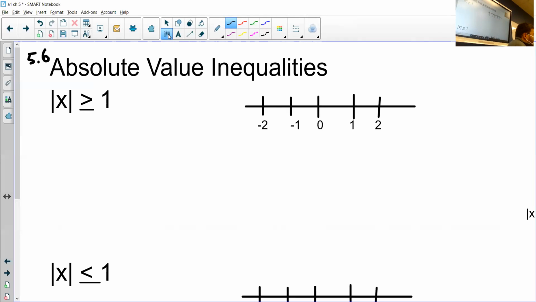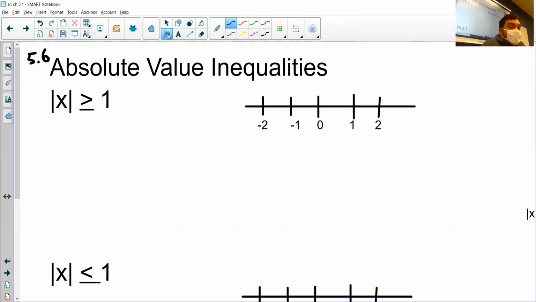Okay. So 5.6, absolute value inequalities. We did equations that were equal to each other. Now it's inequalities, which are greater than or less than. So absolute value greater than or equal to 1. Let's start this off by actually thinking about it. I'm going to ask one person at a time, okay?